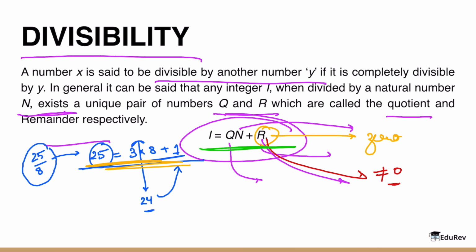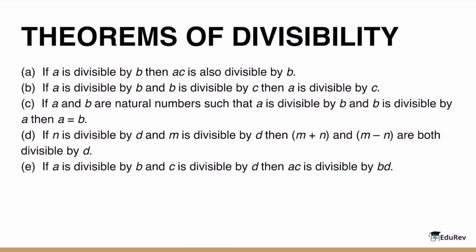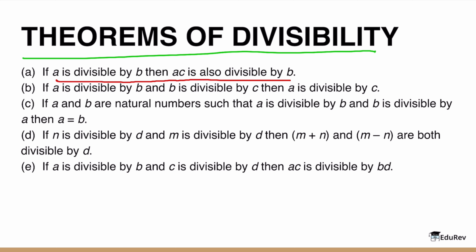Alright, so I hope you people understood what divisibility is. Now let's move forward and read about the theorems of divisibility. They are pretty simple. So what do the theorems of divisibility say? There are 5 theorems as you can see. So the number 1 point is, if A is divisible by B, then A and C is also divisible by B. That is naturally true.